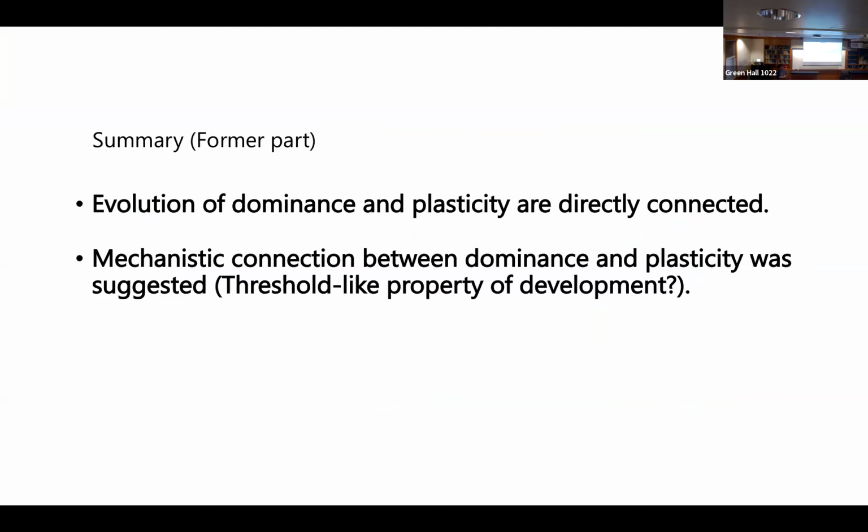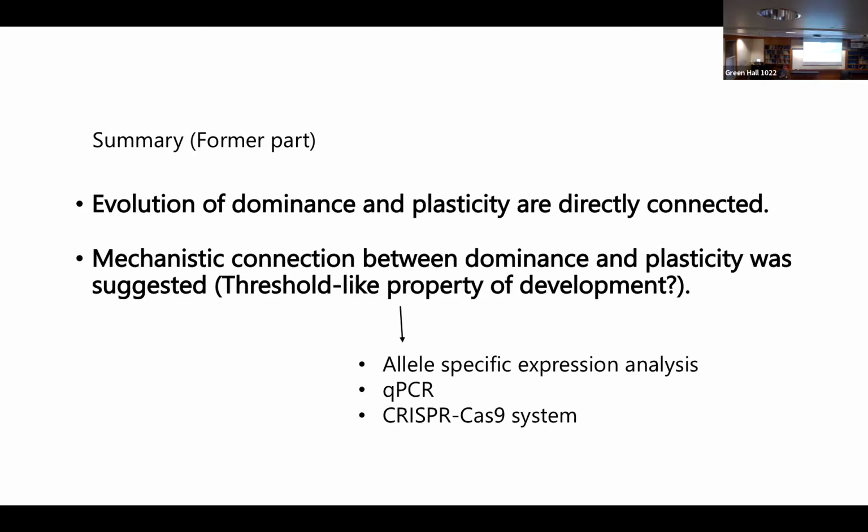Okay, so let me summarize the former part of this presentation. The results show that the evolution of dominance and plasticity are directly connected. And the results suggest that a mechanistic connection between dominance and plasticity can exist, and it may be a threshold-like property of development. So to test this hypothesis, what I'm currently planning to do is allele-specific expression analysis, qPCR, and the CRISPR-Cas9 system to knock out the PDM3 gene.